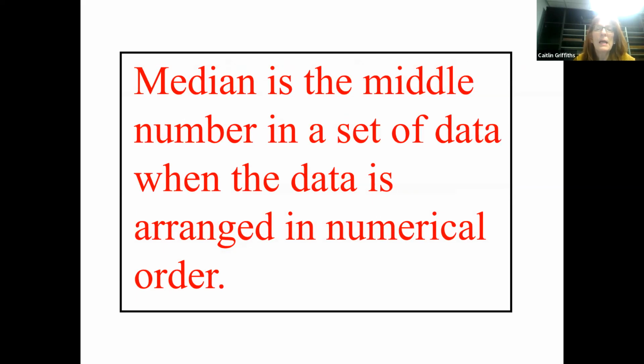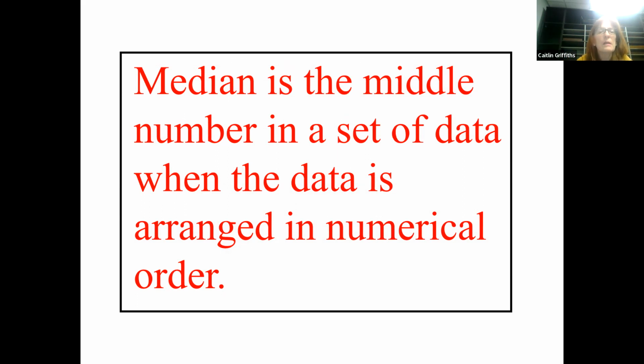The next type of measure of central tendency is the median. The median is the middle number in a set of data when you arrange the numbers in numerical order. So that's always the first step when you are locating the median of a group of numbers: you have to rearrange them. Sometimes they are given in order, usually not. And so that'll be the first step.